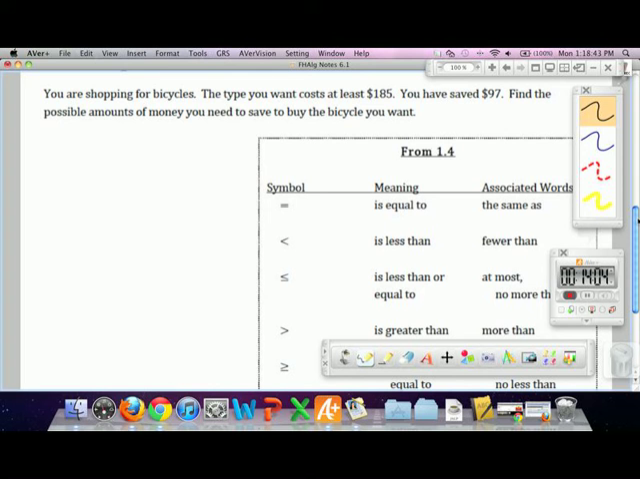In our situation here, we're shopping for bicycles. The type I want costs at least $185. Right now, I've saved $97. Find the possible amounts of money I'm going to need to save in order to buy some bicycle that I love. What are the important pieces? Well, definitely, we know that it costs at least $185. What does at least correspond to? What kind of sign? If you didn't really know, you could look over here. The at least is a greater than or equal to symbol.